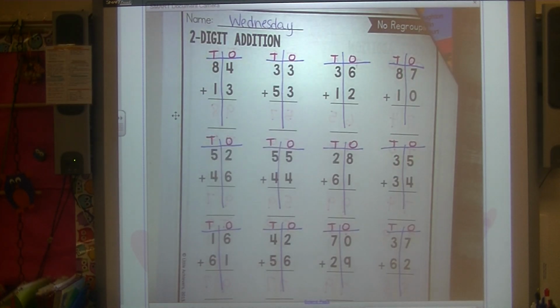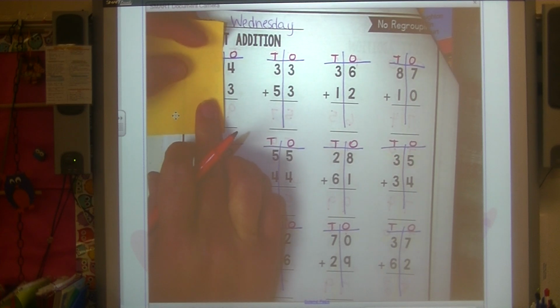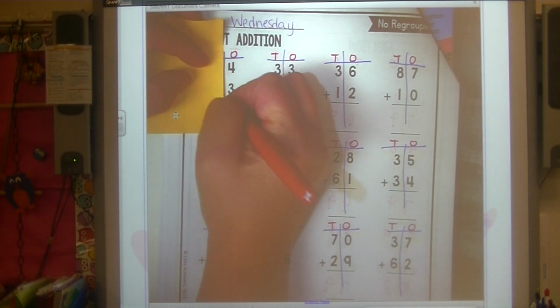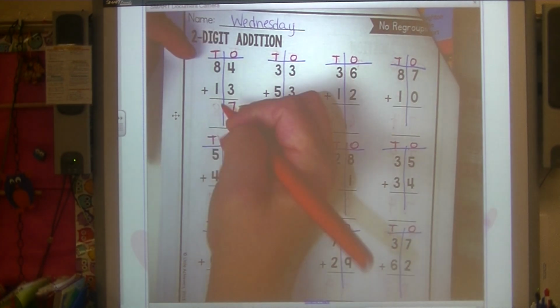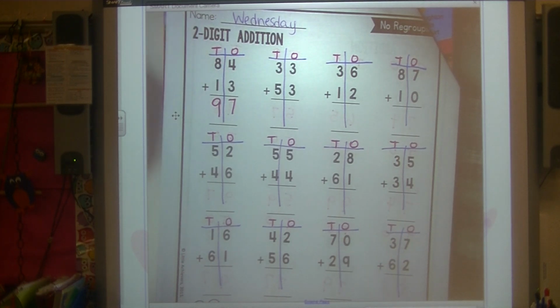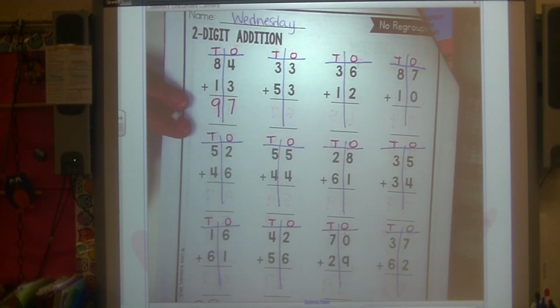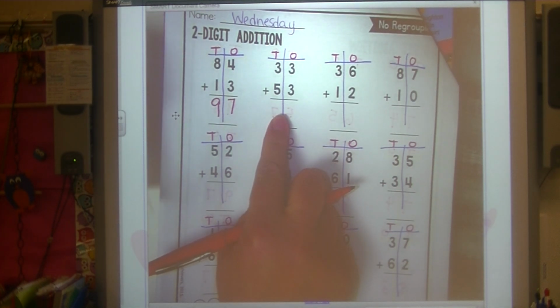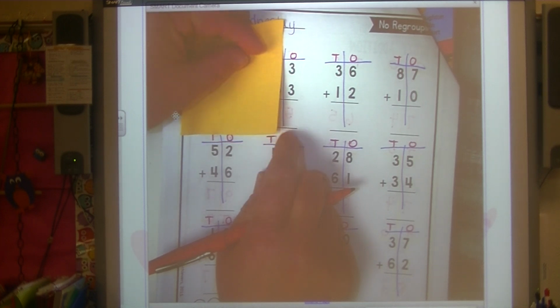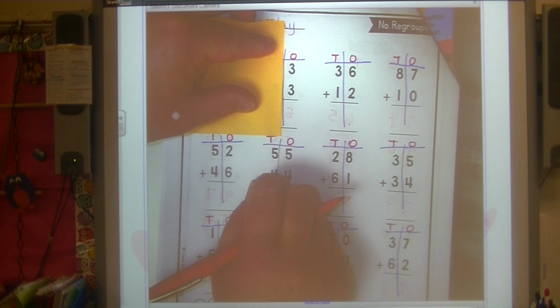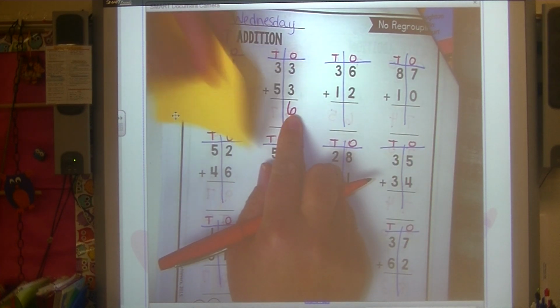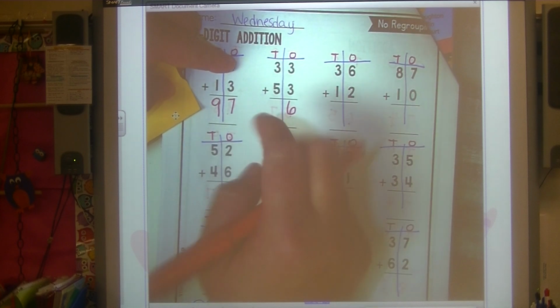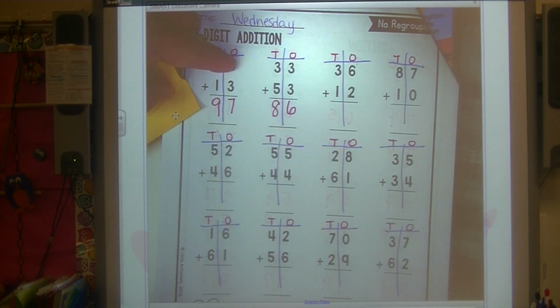All right, 84 plus 13. The ones hide first. 4 plus 3 is 7. Now the tens. 8 plus 1 equals 9. Your answer should be 97. Check your work. The next one, 33 plus 53. All right, ones hide first. Ones place. 3 plus 3 is 6. 3 plus 5 is 8. Your answer is 86.